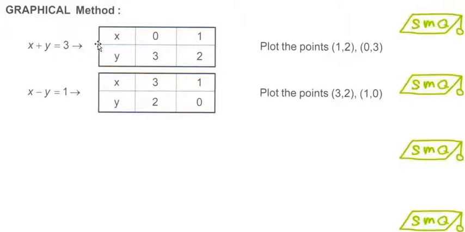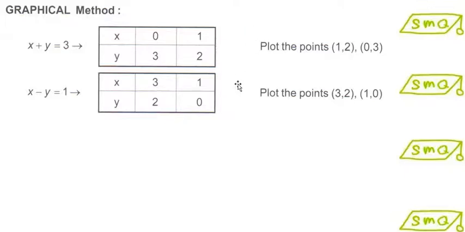Substitute the value of x equals 0 into the first equation to find y. So when x is equal to 0, y is 3. When x is equal to 1, y is 2. We do the same thing for the second equation and we can get two tables of values.